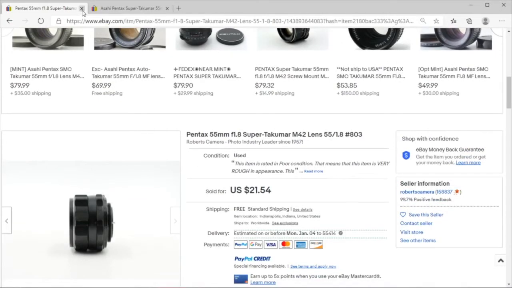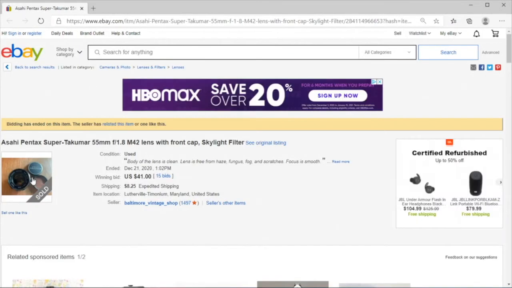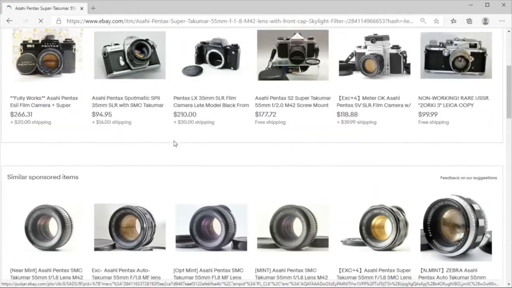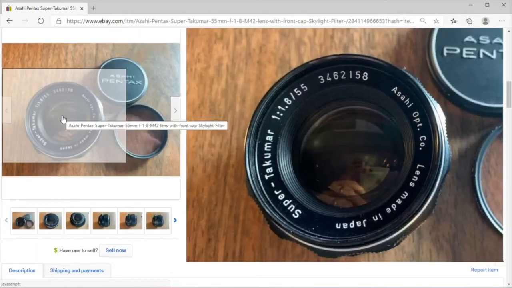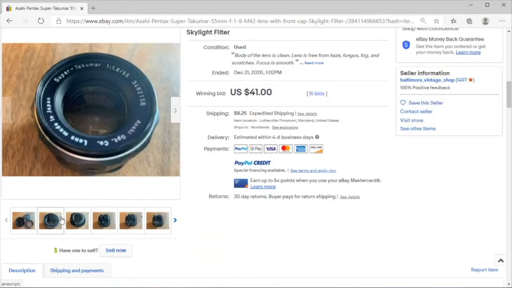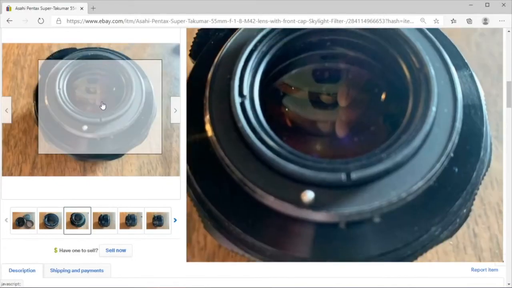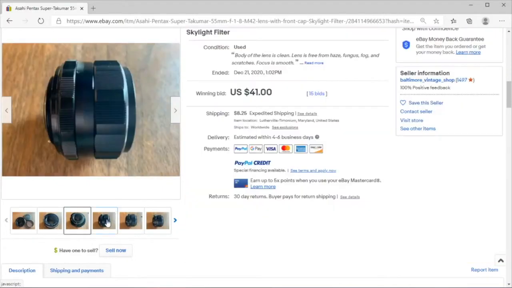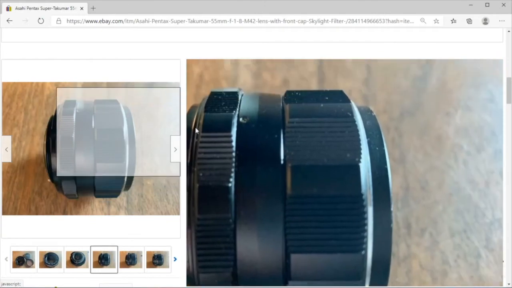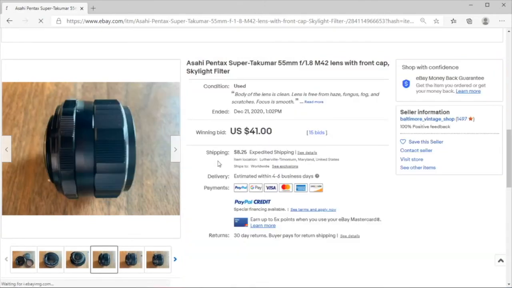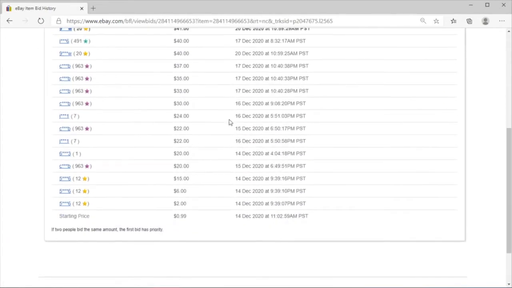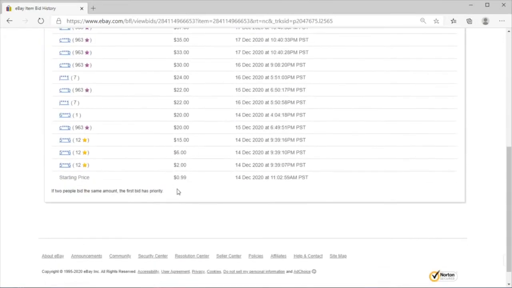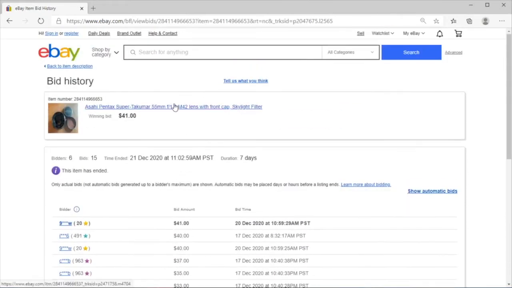21 bucks, who knows. And here we have another f1.8 55mm. This one has a filter, and it actually looks like it's in okay condition. If I'm buying lenses online, though, to be honest, I'm trying to buy from reputable sellers. I'm not trying to save money on vintage glass most of the time, unless I'm buying a large lot.